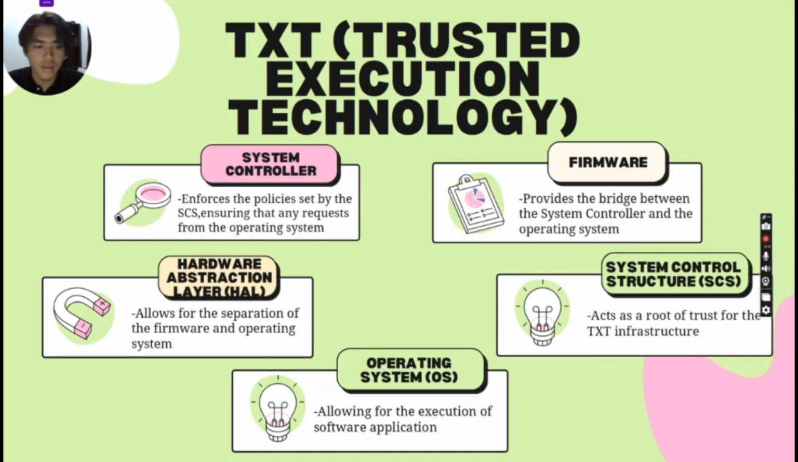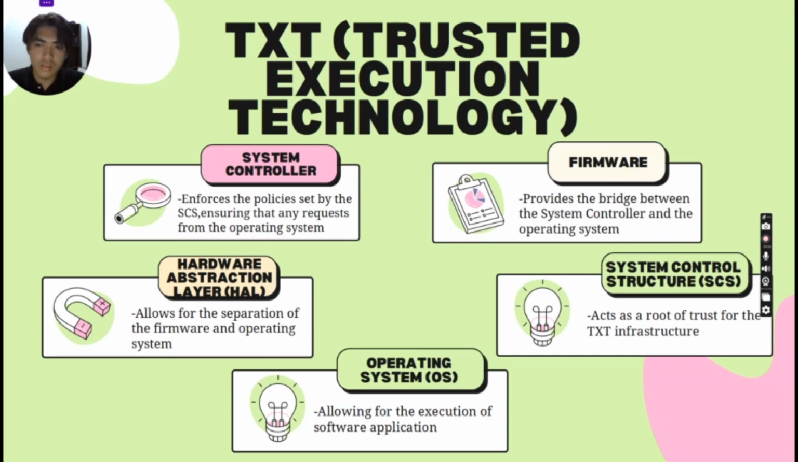The second one is firmware. Firmware is the middle level of the TXT infrastructure. It provides the bridge between the system controller and the operating system, allowing for the enforcement of the policies set by the SCS. The third one, hardware abstraction layer or HAL, is a layer of software that sits between the firmware and the operating system. The HAL provides an abstraction layer which allows for the separation of the firmware and operating system, making it easier to update and patch the firmware without disrupting the entire OS.